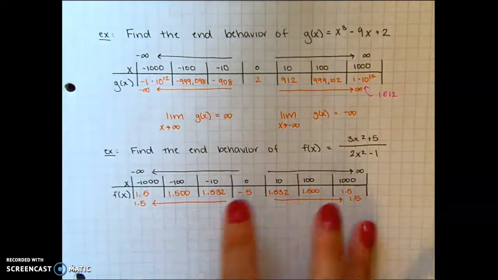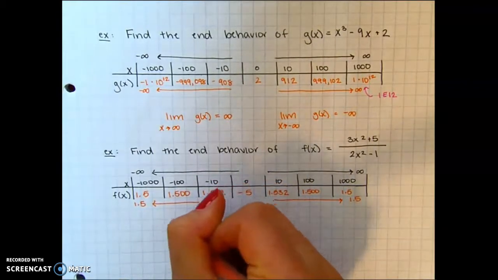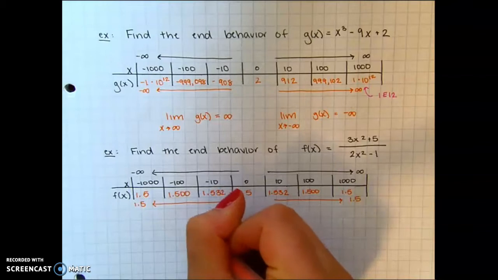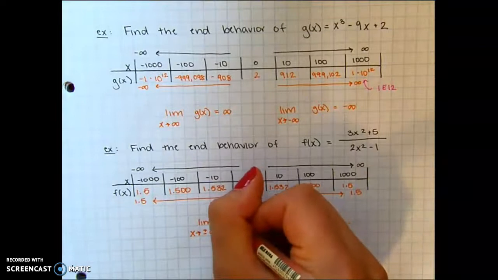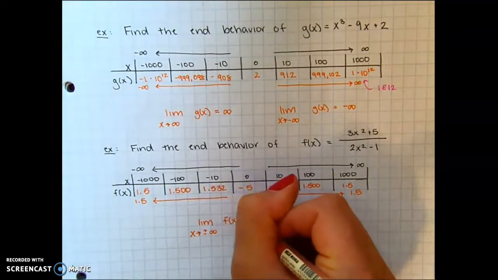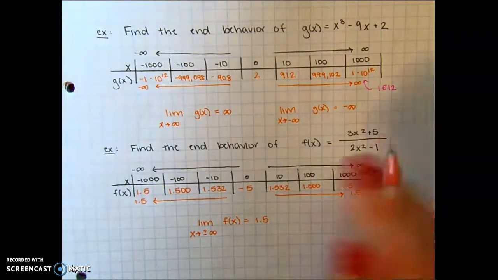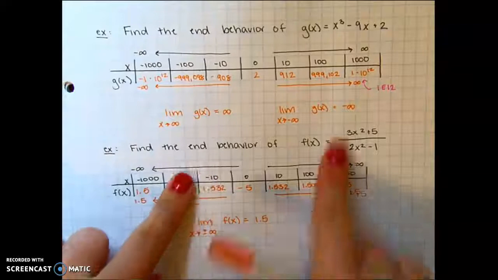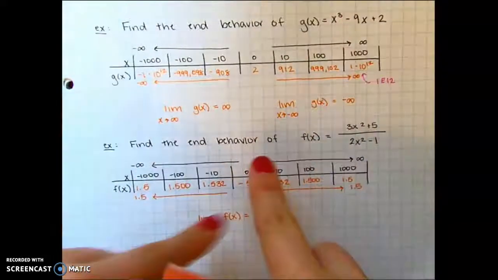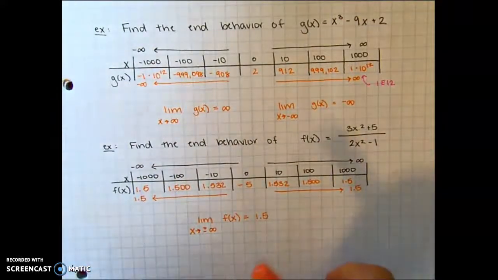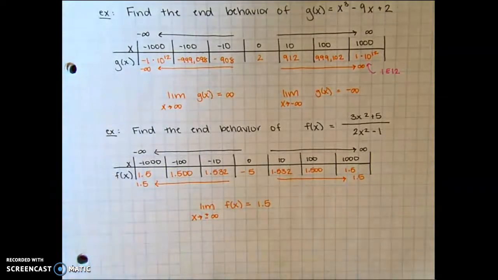Now, because it's going in the same direction, they're both going to 1.5, you can just write one limit statement if you like. So the limit as x approaches plus and minus infinity, so as it's going to both, our y values, f of x, are approaching 1.5. And that's it. So your end behavior can be going off to negative infinity and positive. It could be both going up to positive or both going down to negative. Or it could be approaching a number. So that is it.